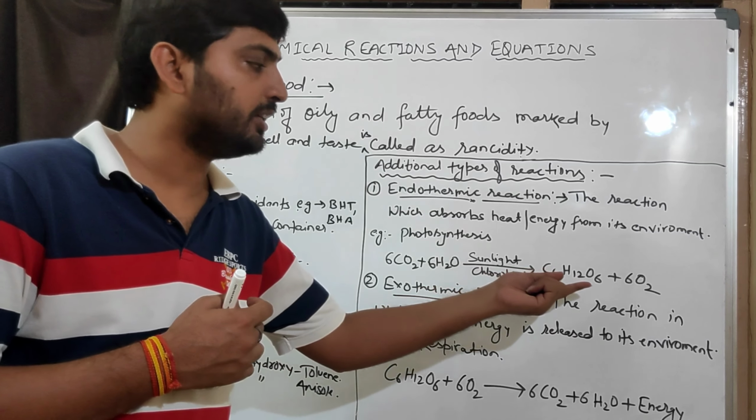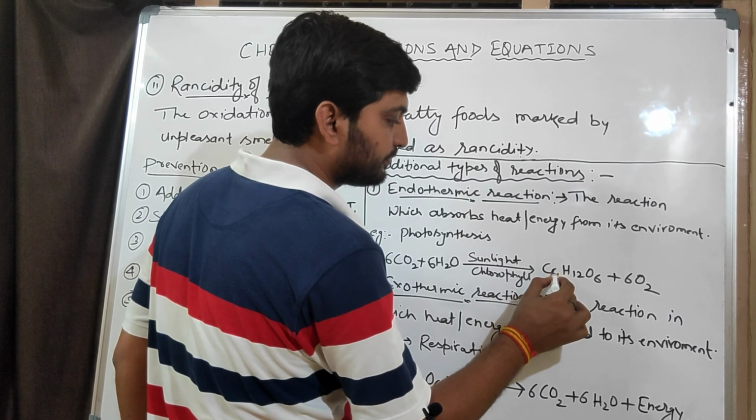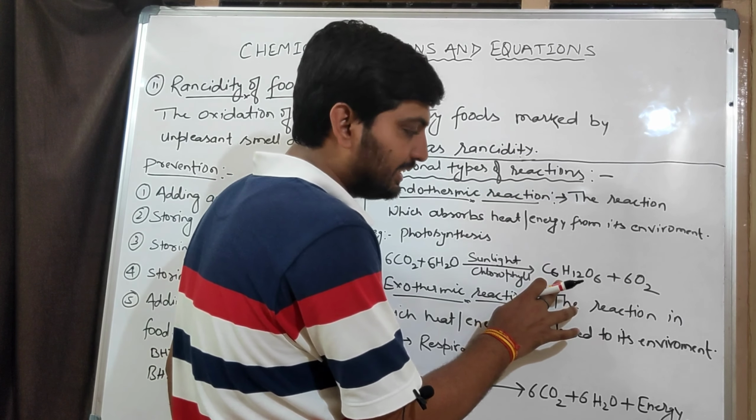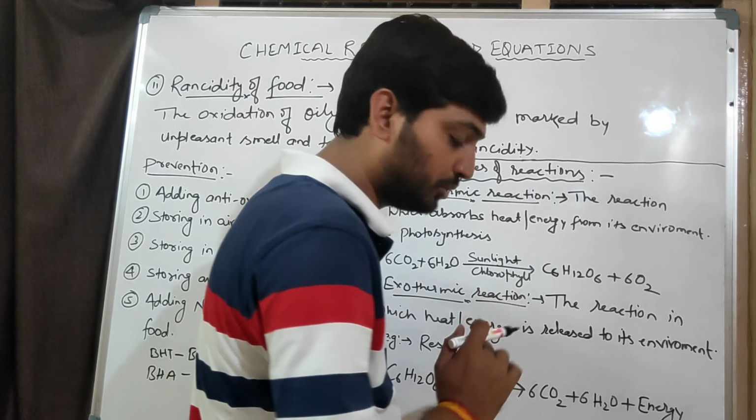This reaction we have already discussed in balancing. It is 6CO2 plus 6H2O, in the presence of chlorophyll and sunlight, giving glucose, C6H12O6, plus 6O2. This is glucose. C6H12O6 is the formula for glucose.